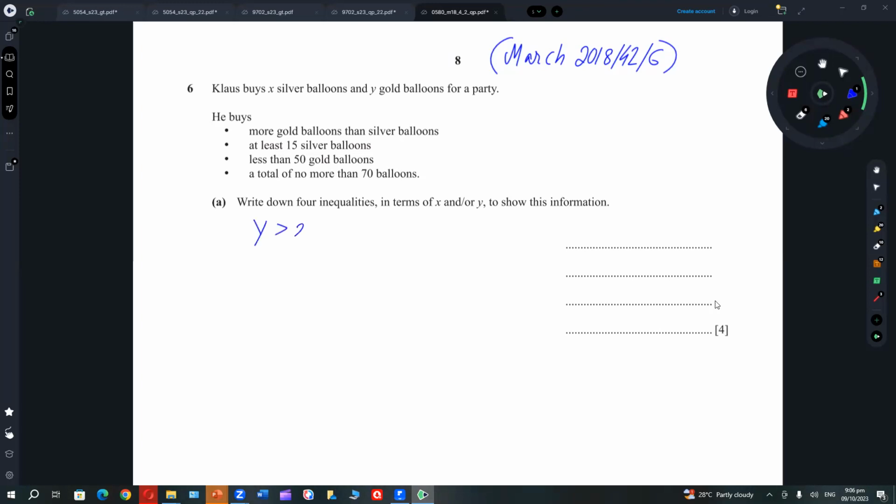So X, at least 15 silver balloons. So it means X is greater than or equal to 15. Less than 50 gold balloons, so Y is less than 50.